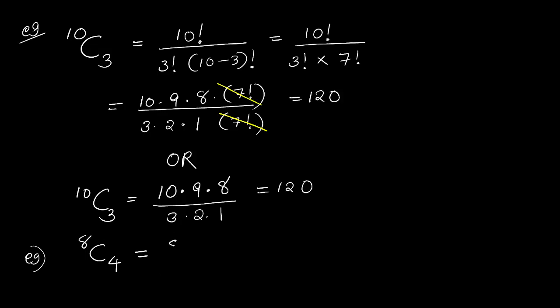You start with n, start with 8, subtract 1 again and again. 7, 6, 5, where shall I stop? This number is 4, so only 4 products are allowed. The denominator is just the factorial of this. You will get the answer, understood? 70 you will get. So please write this down, okay?